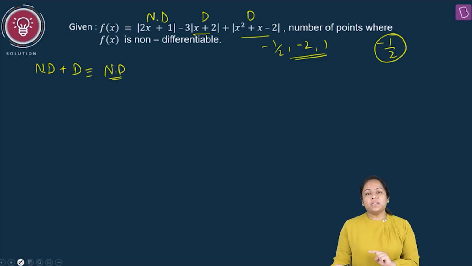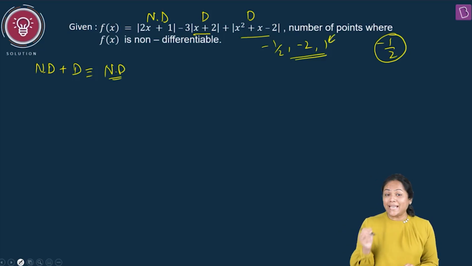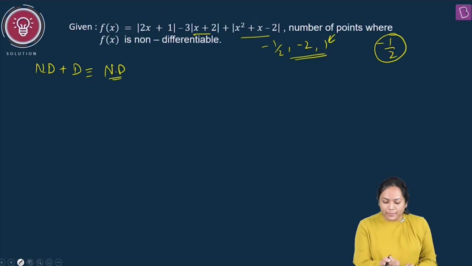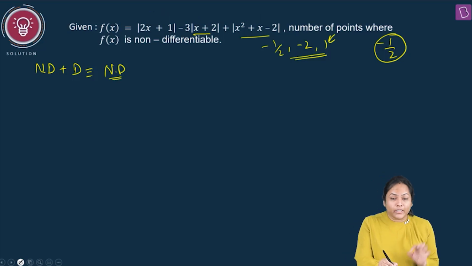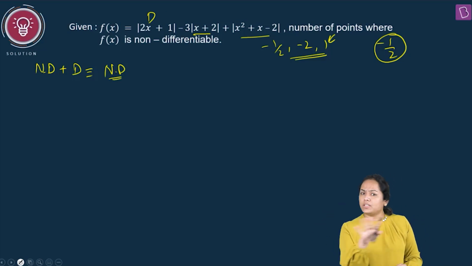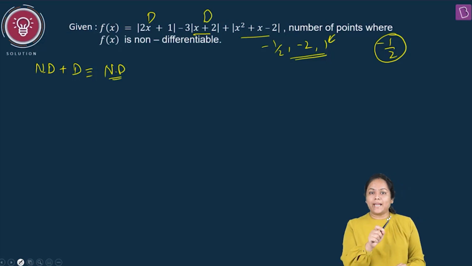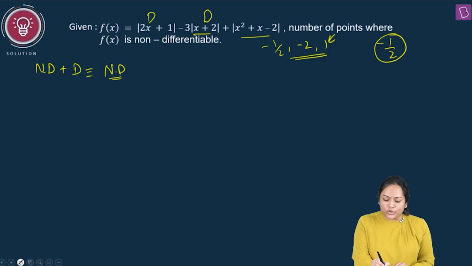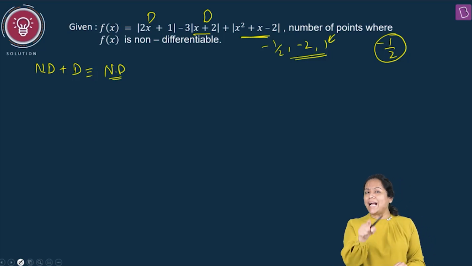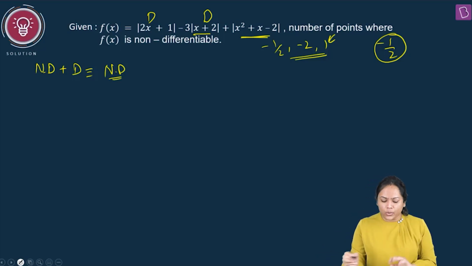Clear? Similarly, if I check at x is equal to 1, what is going to happen? Well, at x is equal to 1, 2x plus 1 will be differentiable because x is equal to 1 is not its critical point. Similarly, minus 3 times mod of x plus 2 again will be differentiable. But this quadratic will have 1 as its critical point and definitely it will be non-differentiable. We can see that very quickly.